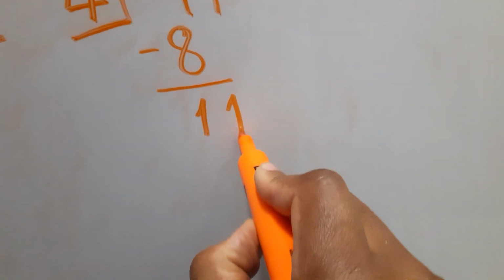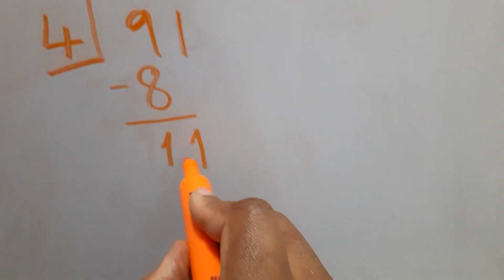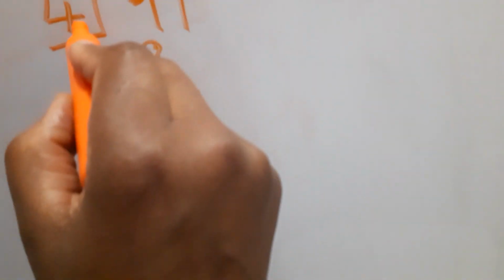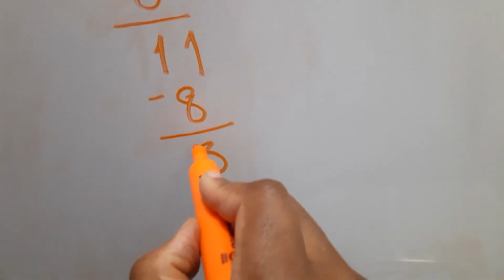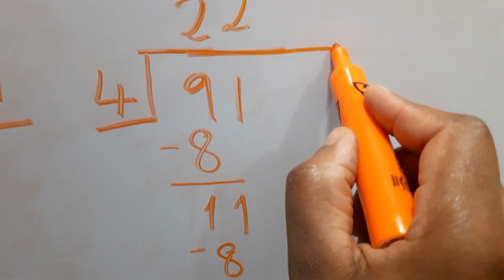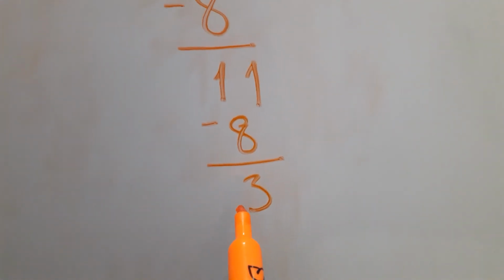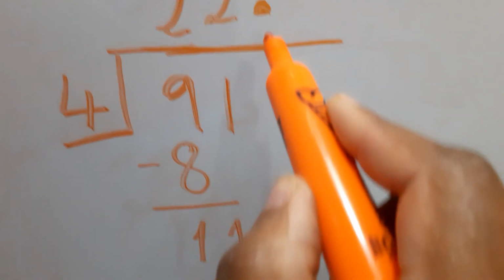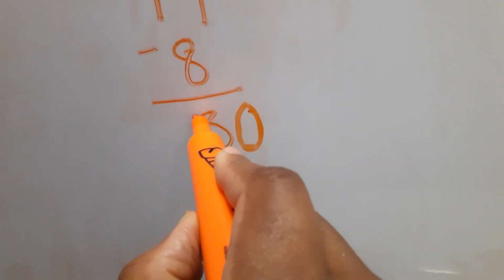We bring down the 1. 11 divided by 4 is 2. So we have 8, because 2 times 4 is 8. We have 3. 11 take away 8 is 3. So it's not perfect again. So we find that it will be 22 remainder 3. How do we convert to a decimal? By putting our decimal point here. And then at the bottom we add 0 to 3. Where we have 3, we add 0.